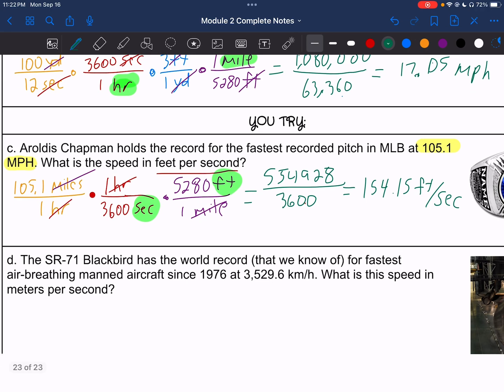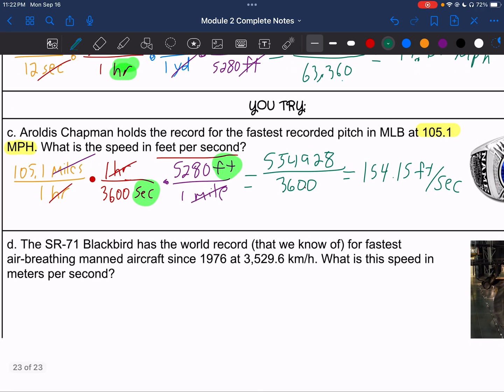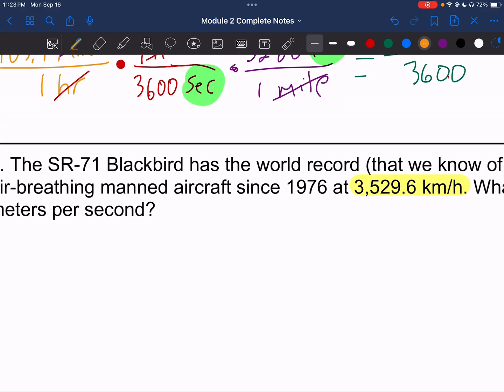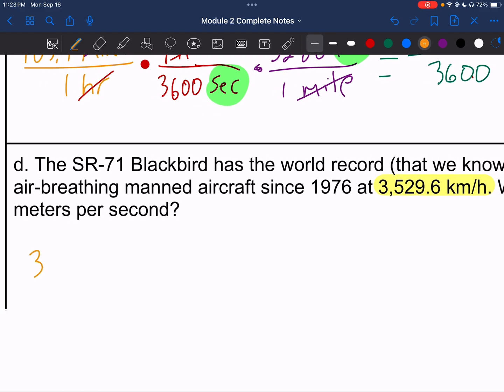All right. So we have now the SR-71 Blackbird, and it is the world record that we know of for the fastest air-breathing manned aircraft since 1976 at 3,529.6 kilometers per hour. That is our starting point. What is its speed in meters per second? So let's look at this. We have 3,529.6 kilometers per hour. And we are trying to get meters per second.